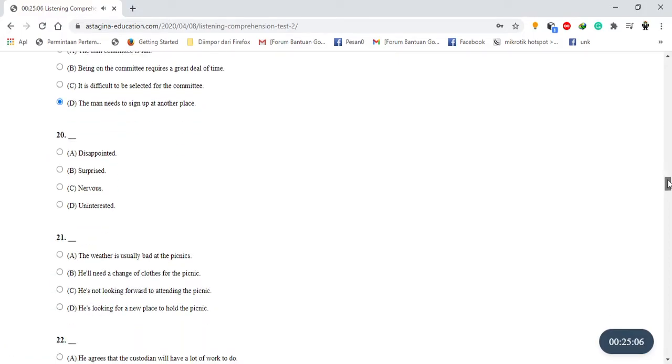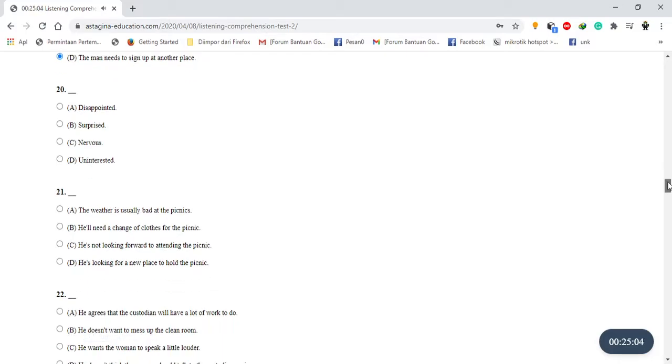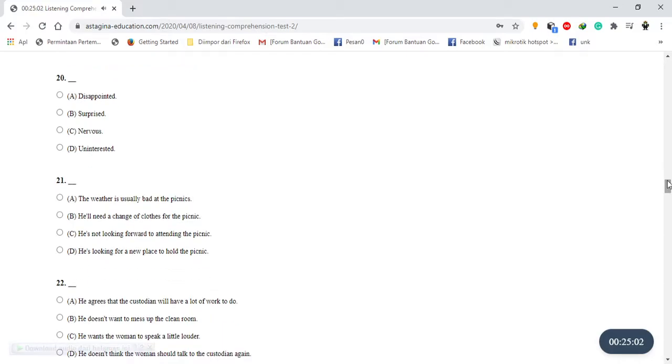Number 20. You don't seem to be able to sit still today. What's going on? Today they announce who gets the big scholarship for next year. How does the man probably feel?